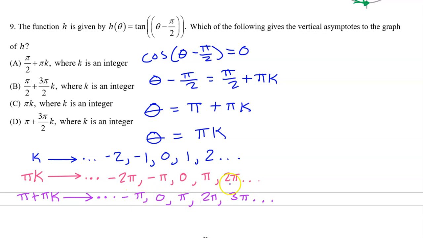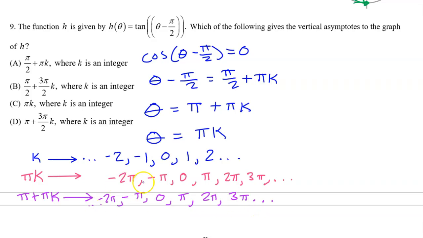But all of these lists go in both directions forever. So I sort of arbitrarily stopped the red list at -2 pi and +2 pi, but I could have kept going, and then the next number would have been 3 pi. Okay, and this purple list, I have it listed from -pi to 3 pi, but if I added one more number on to the left, I would have -2 pi. And these numbers keep going.